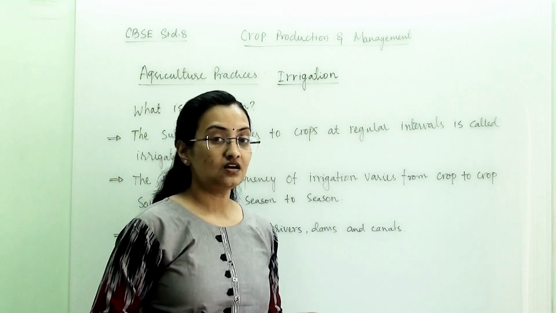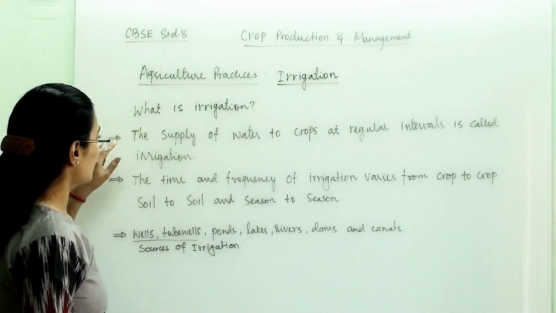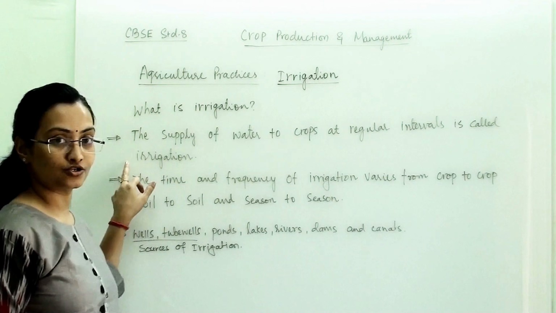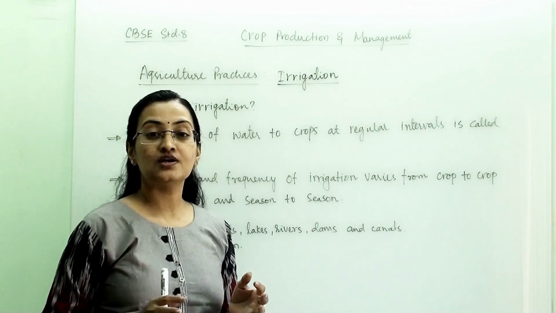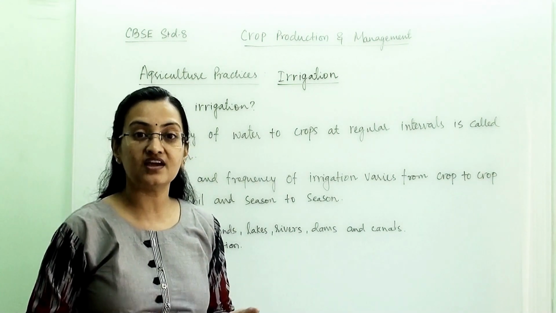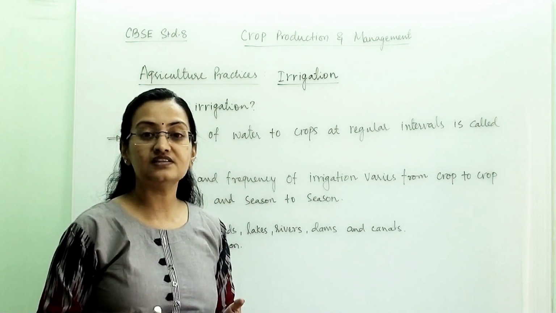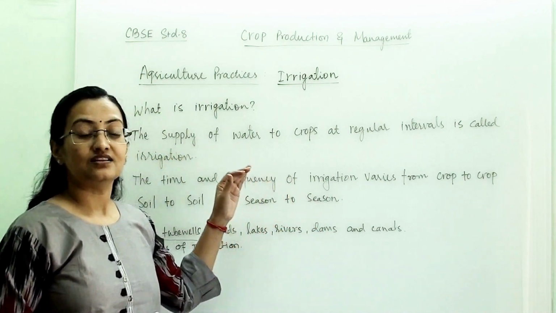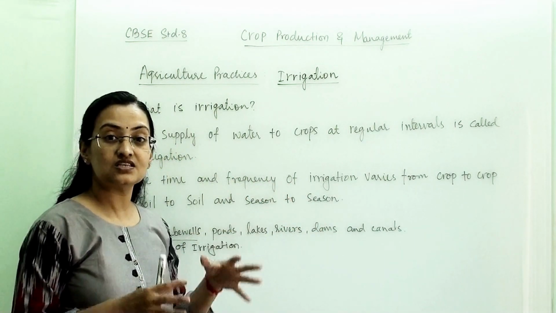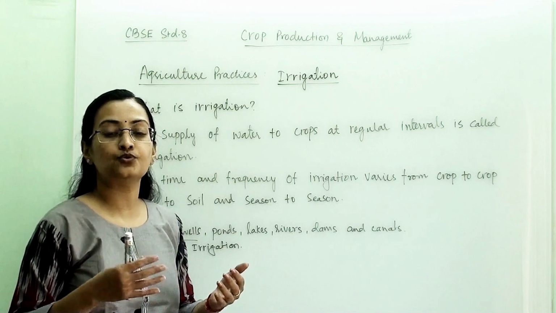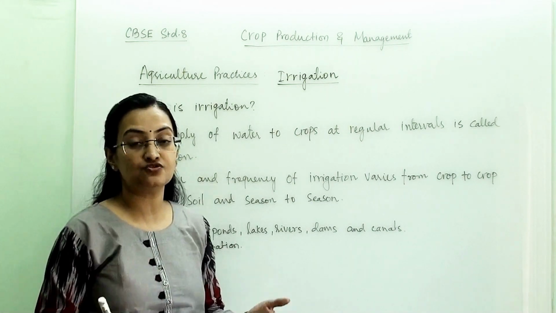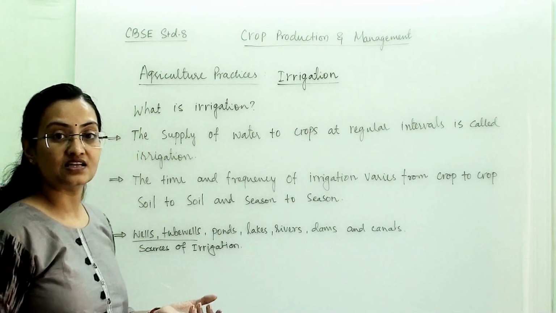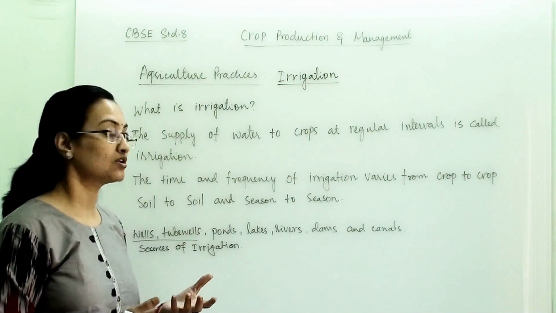Now let us learn about irrigation. What is irrigation? The supply of water to crops at regular intervals is called irrigation. All the fields and farms are not always near a reservoir from where they can get water, and not all fields have wells. So irrigation is a system via which the government provides water to each field and each farm, so farmers will not face any scarcity of water and will get water at regular intervals for their crop.